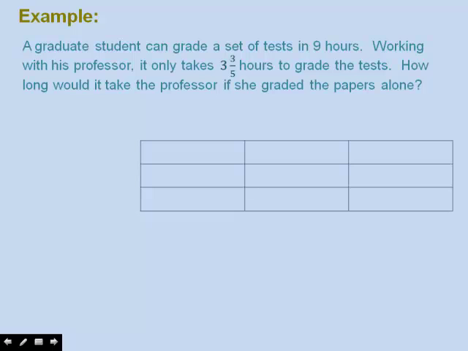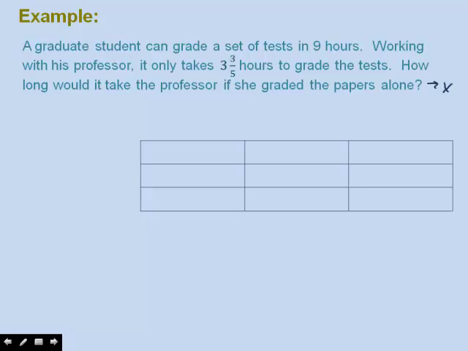Here's another example. We have a graduate student that can grade a set of tests in 9 hours. Working with his professor, in other words, when they're working together, it takes only 3 3/5 hours to grade the set of tests. How long would it take their professor if she graded the papers alone? So first, reading through the problem, what the problem is asking for is how long it would take the professor to grade the set of tests by herself.